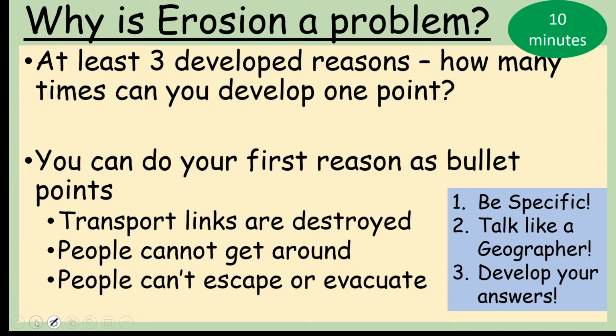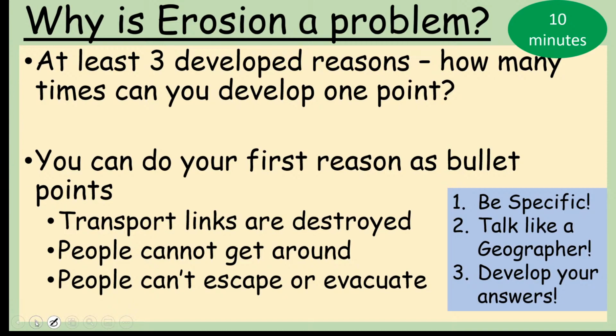So transport links are destroyed. This means that people can't get around. So people can't escape or evacuate. Or therefore people can't escape or evacuate. This means that they're more at risk. We could say something like as a result. These are all really good connecting words to link your points together.